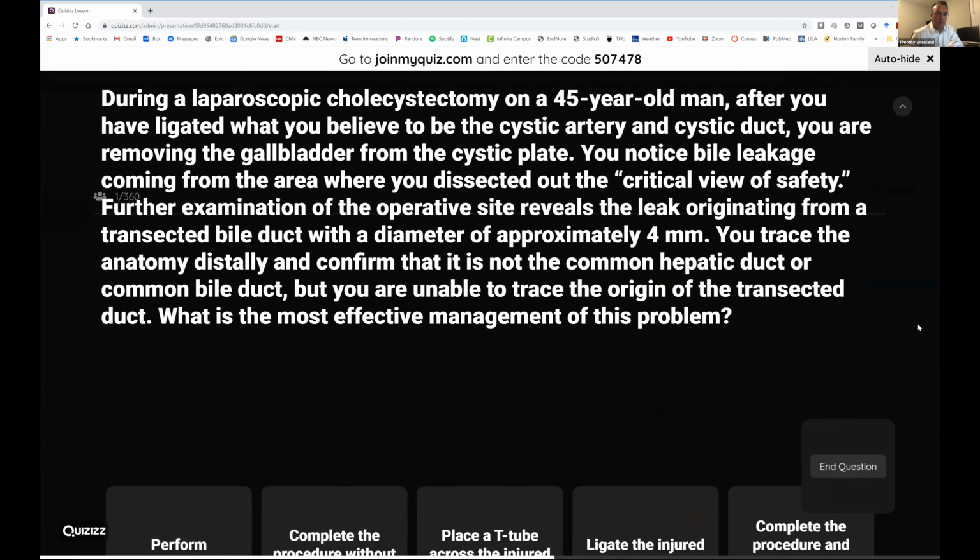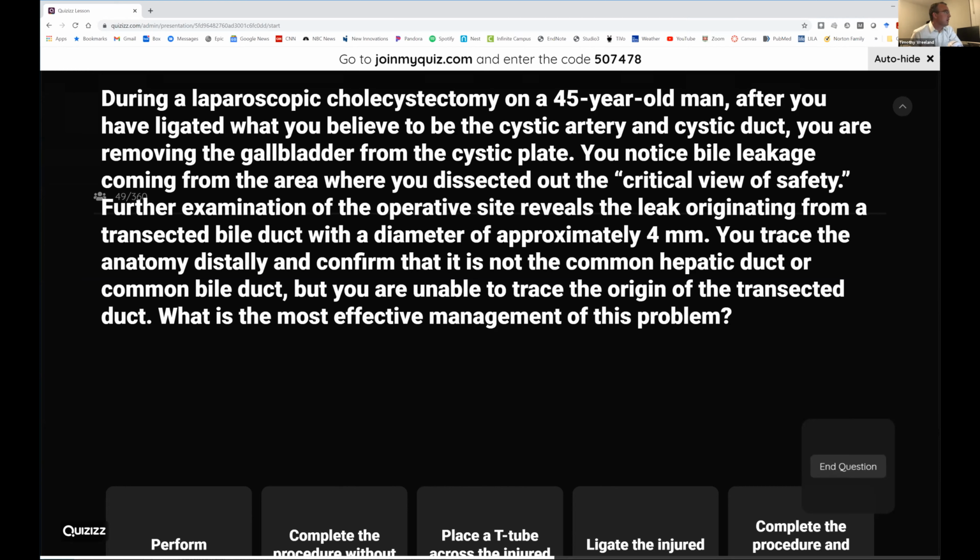All right, during a laparoscopic cholecystectomy on a 45-year-old man, you have ligated what you believe to be the cystic artery and cystic duct. You are removing the gallbladder from the cystic plate. You notice a bile leak coming from the area where you dissected out the critical view of safety. Further examination of the operative site reveals the leak originated from a transected bile duct with a diameter of approximately 4 millimeters. You trace the anatomy distally and you confirm that it is not the common hepatic duct or the common bile duct, but you are unable to trace the origin of the transected duct. What is the most effective management option?